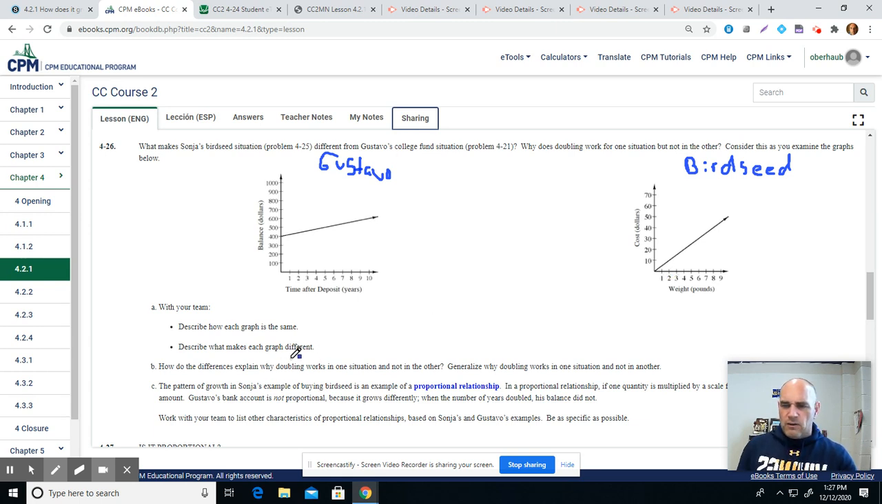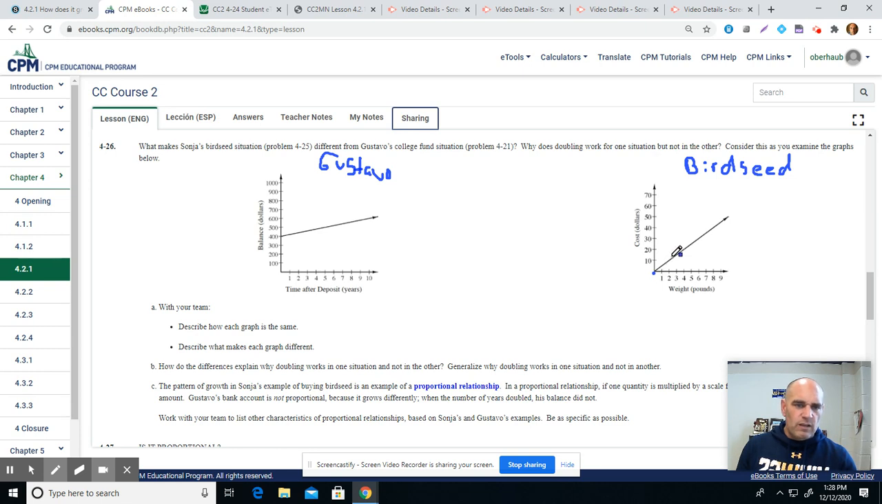Part B, how do the differences explain why doubling works in one situation and not in the other? Generalize why doubling works in one situation but not in the other. So remember, this is the one where the doubling worked, where we doubled the pounds, which doubled our amount of money. So this one is the one that was good. And if I look, notice how it is a straight line, but also notice how this starts at 0, 0. All right. And then from there, I doubled the price.